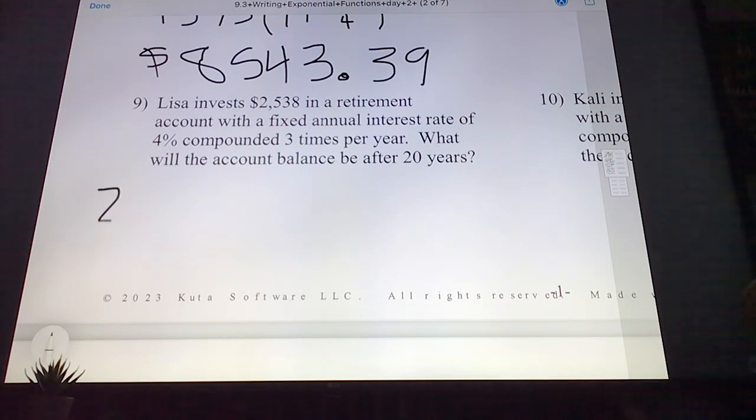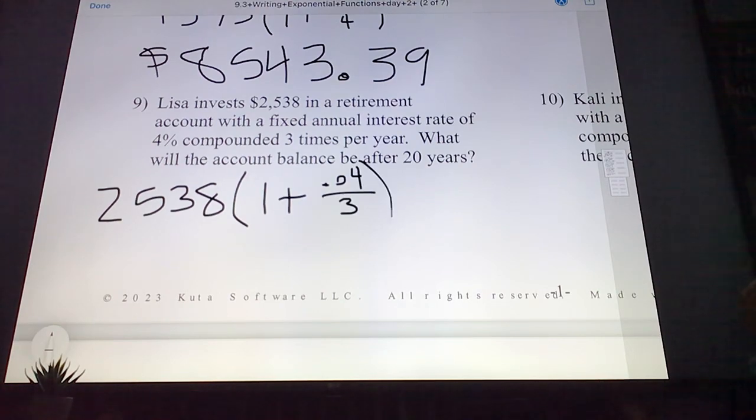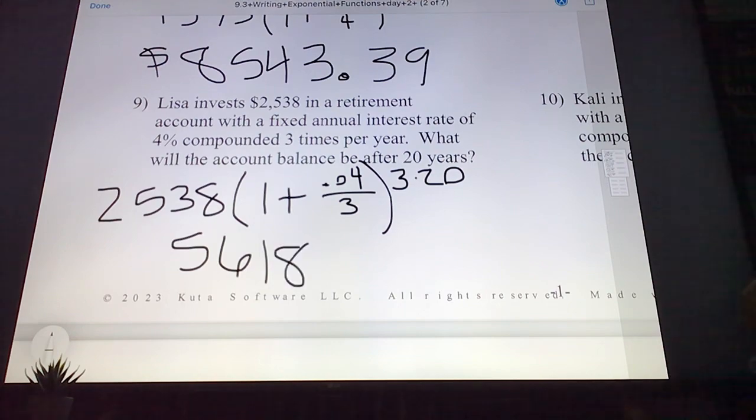Lisa invests 2538. We have 1 plus 0.04. They're checking it 3 times a year. And then we have 3 times 20. They want to know after 20 years of checking it, what are we going to be looking at? I would say the hardest part about most of these is just typing them in. It's going to be to the 60th power. And I got 5618.64.